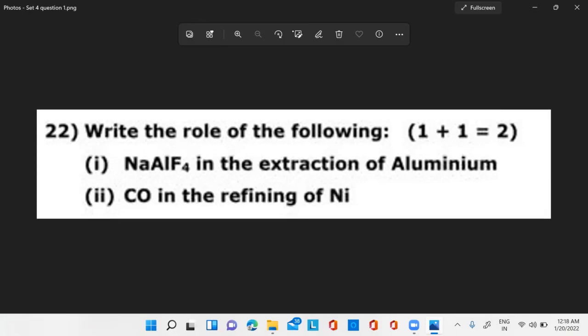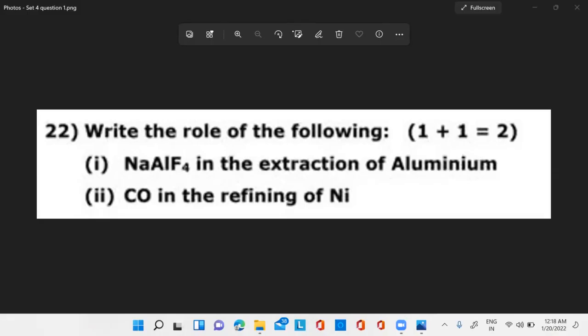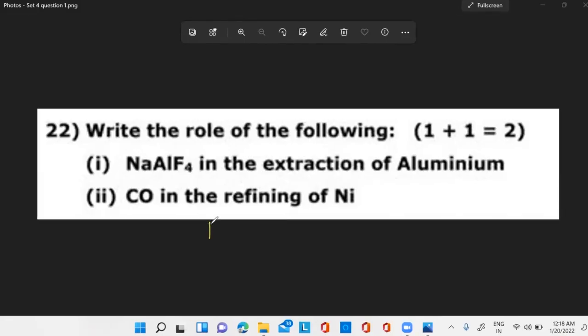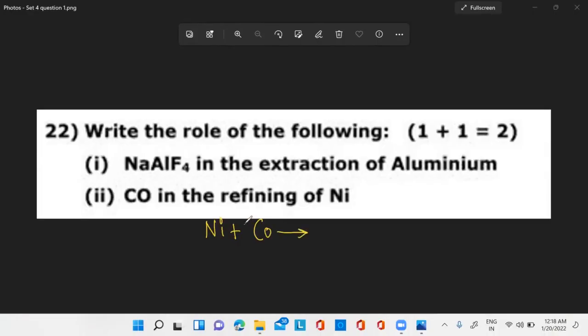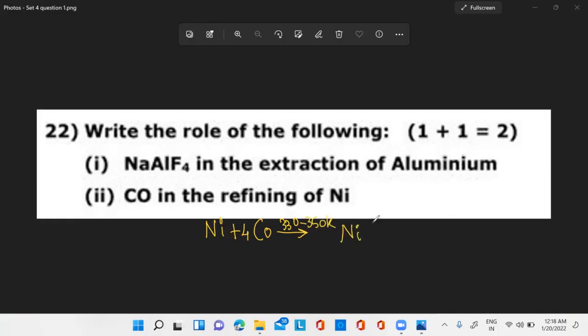I would also like to show you this question with the help of reactions. When nickel reacts with carbon monoxide at a temperature of 330 to 350 Kelvin, it forms nickel tetracarbonyl. Okay, and when we heat this nickel tetracarbonyl at an even higher temperature, like 450 to 470 Kelvin, it decomposes into nickel and carbon monoxide.